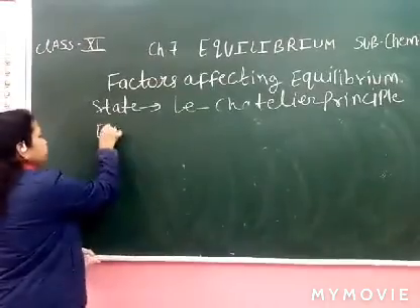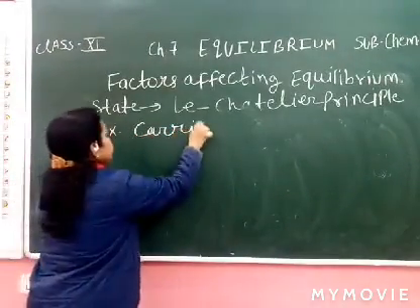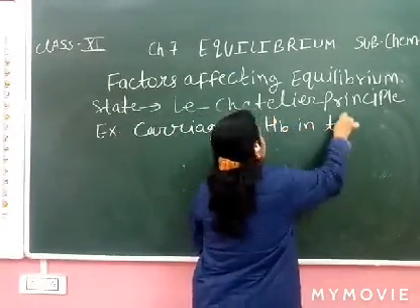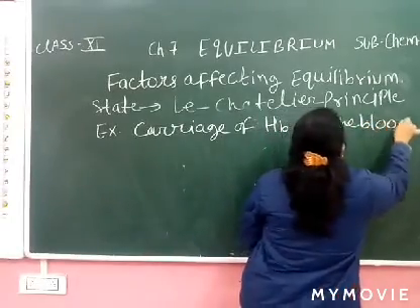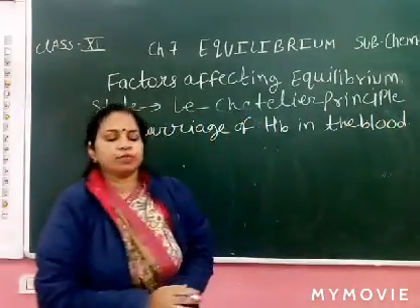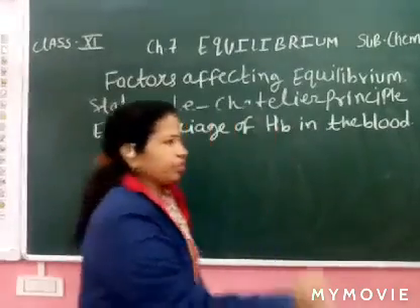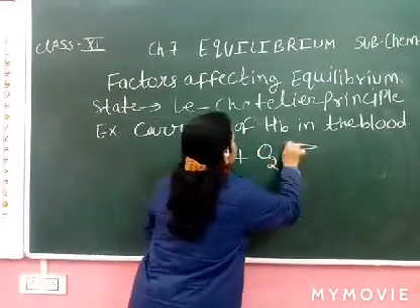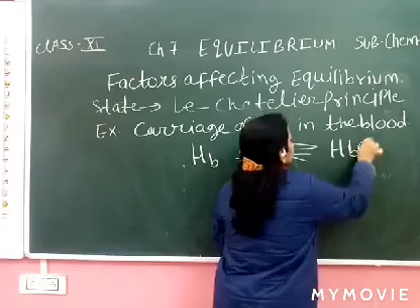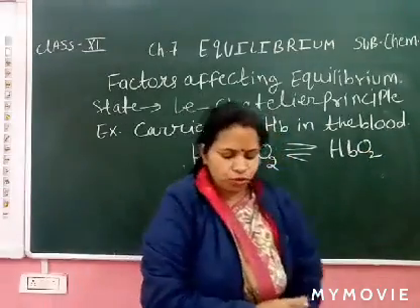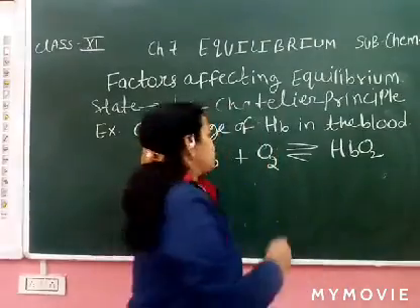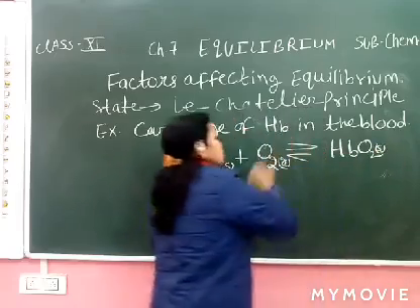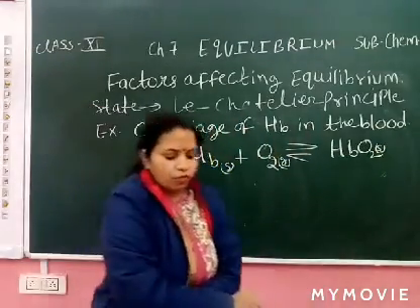The next example of this is the carriage of oxygen by hemoglobin in the blood. Now there is also an equilibrium state. When hemoglobin reacts with oxygen, it forms oxyhemoglobin, and there is also an equilibrium state present. What happened?